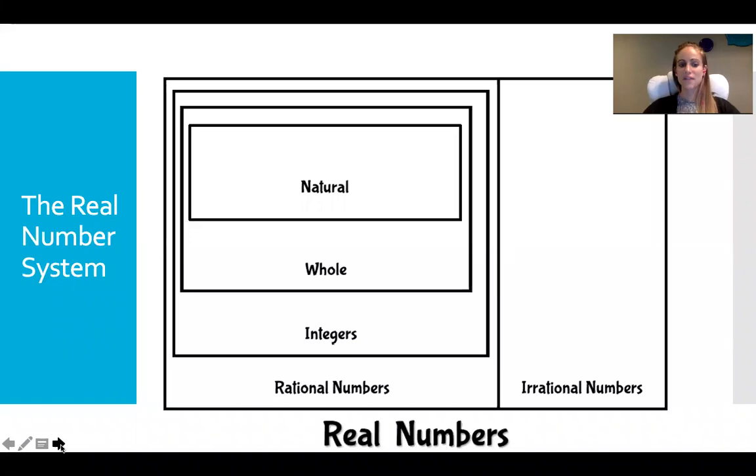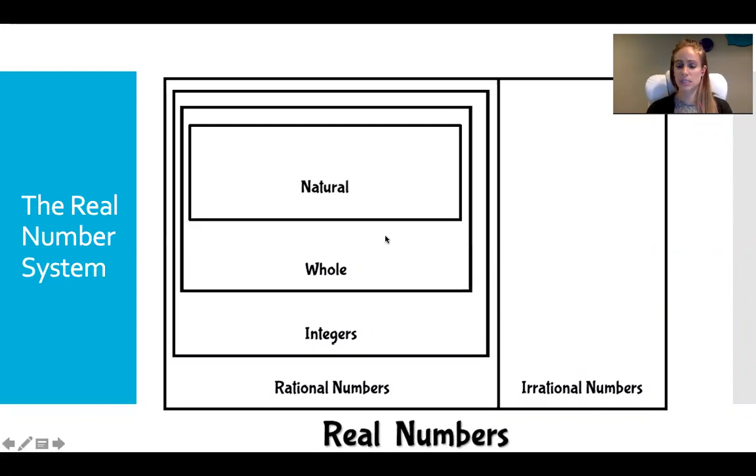Before we dive into operations with radicals, one of the pieces that we need to make sure we all understand is where radicals fall within the real number system. The real number system was covered in 8th grade in pre-algebra, so hopefully as I review this, the pieces will start to come back to you.